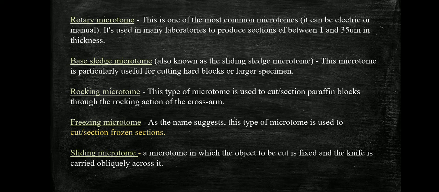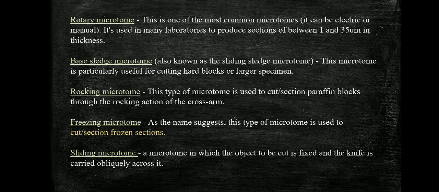Rotary microtome. This is one of the most common microtomes. It is used in many laboratories to produce sections of between 1 and 35 μm in thickness. Then base ledge microtome. This microtome is particularly useful for cutting hard blocks or larger specimens.